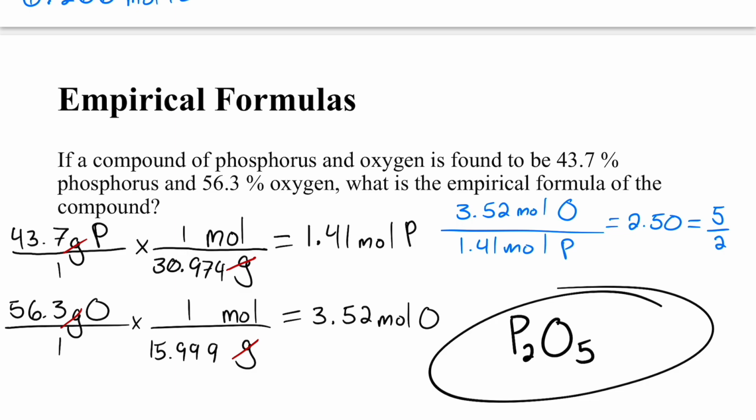So now you know how to determine the empirical formula of a substance when you're given either the mass of the elements in it or the percent composition of the elements in it.